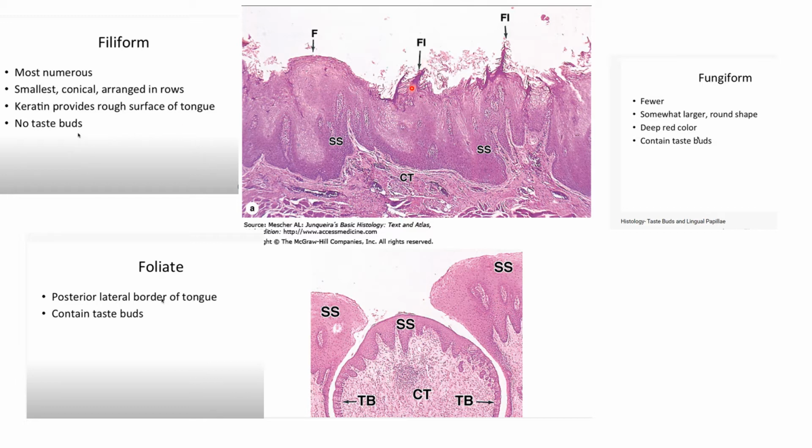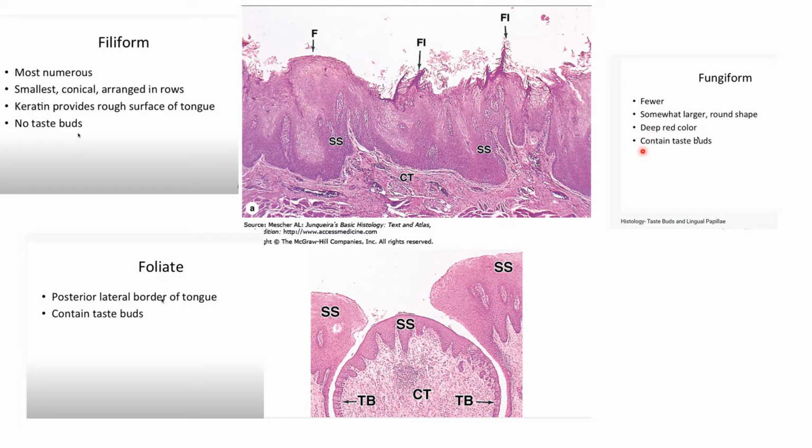Fi is showing the filiform papilla. This is the fungiform papilla, and the fungiform are fewer than the filiform, and they're larger, round in shape, deep red in color.